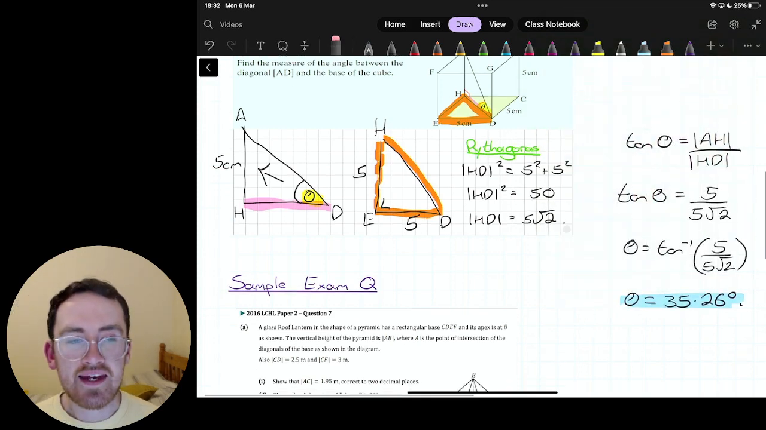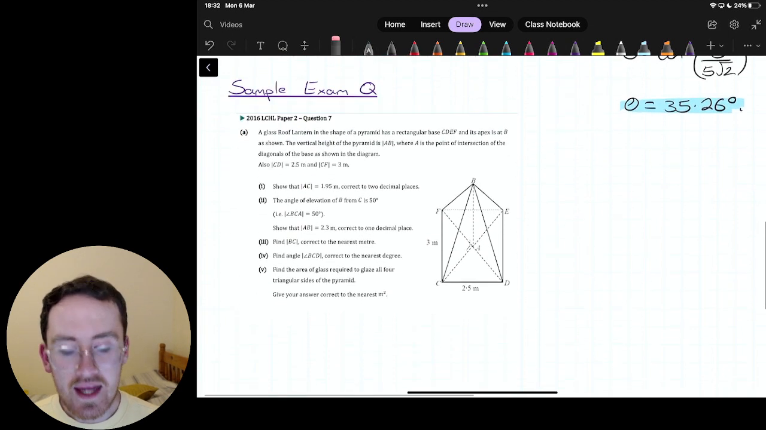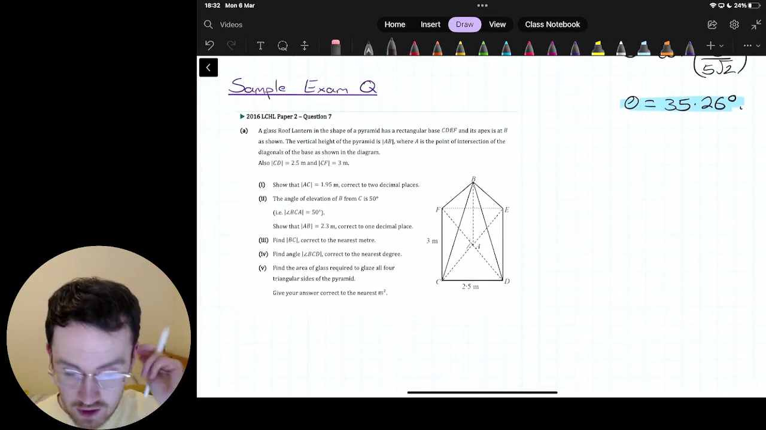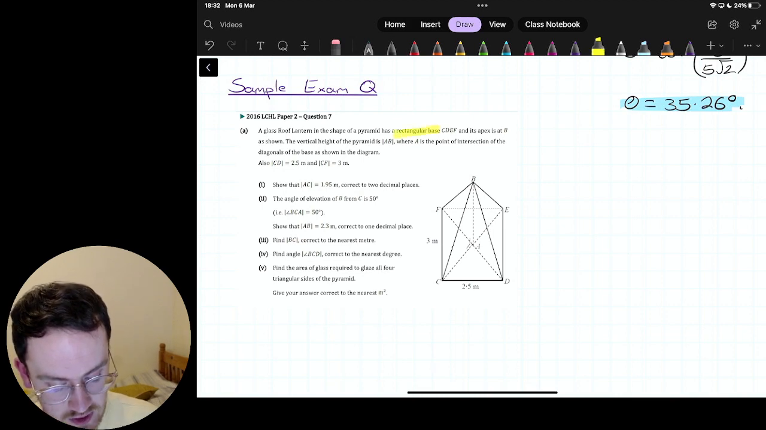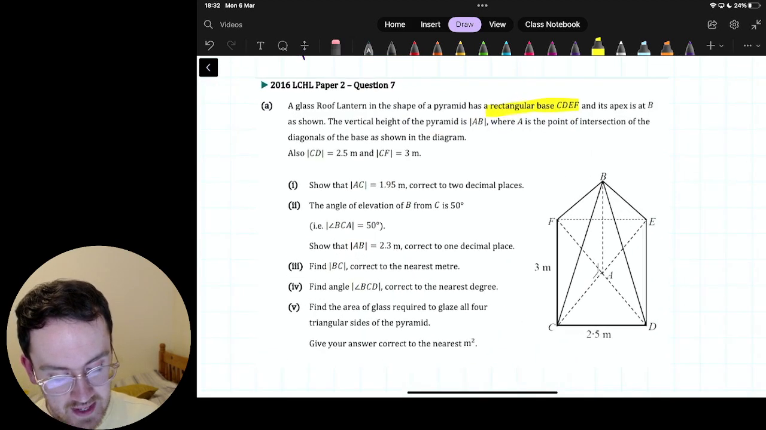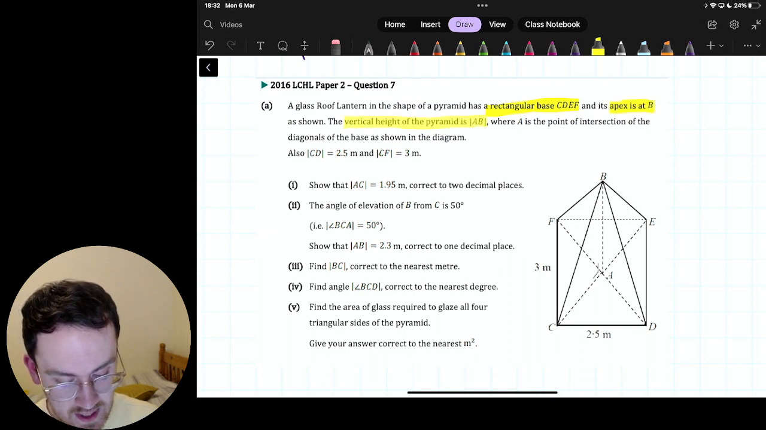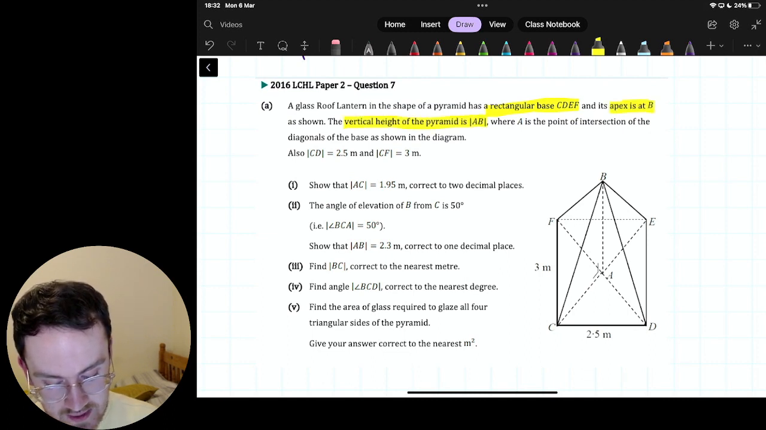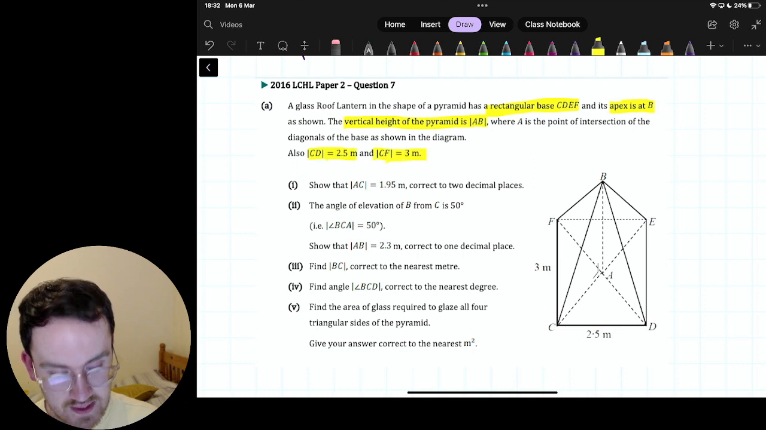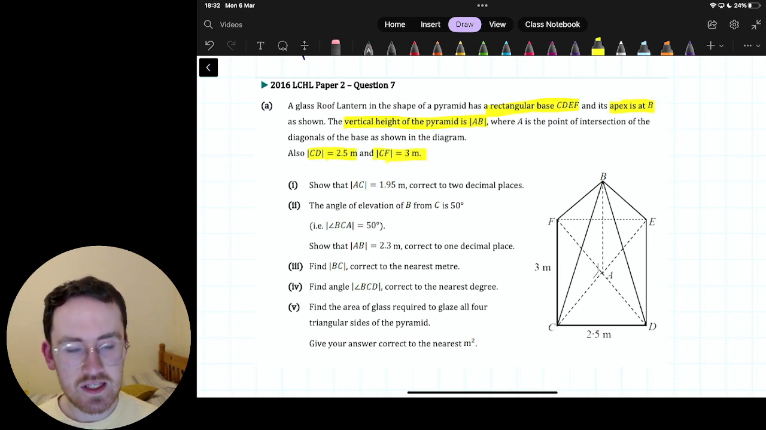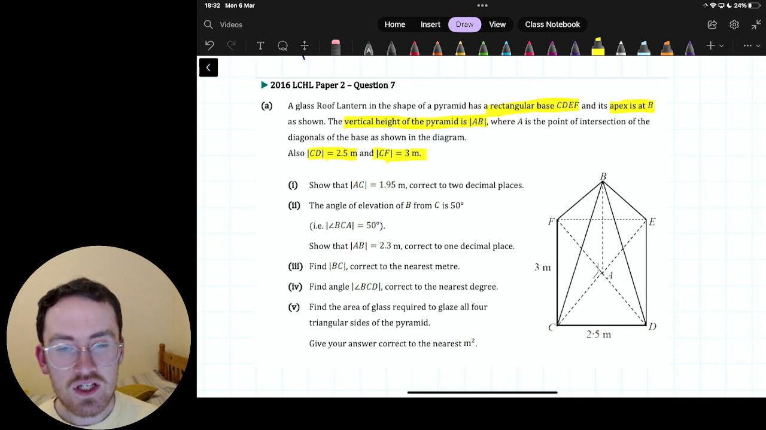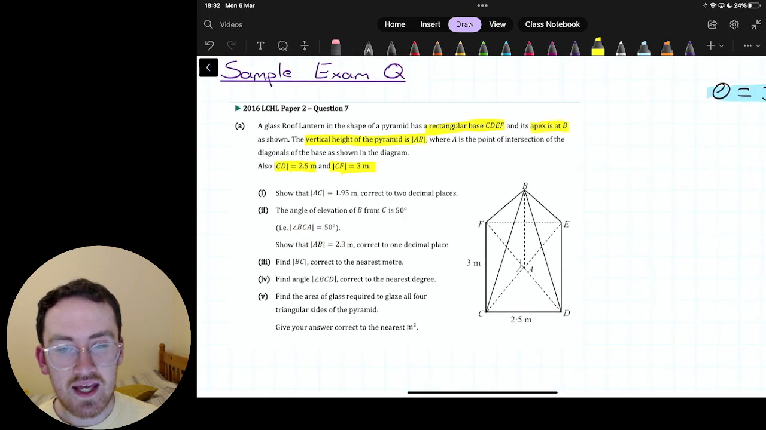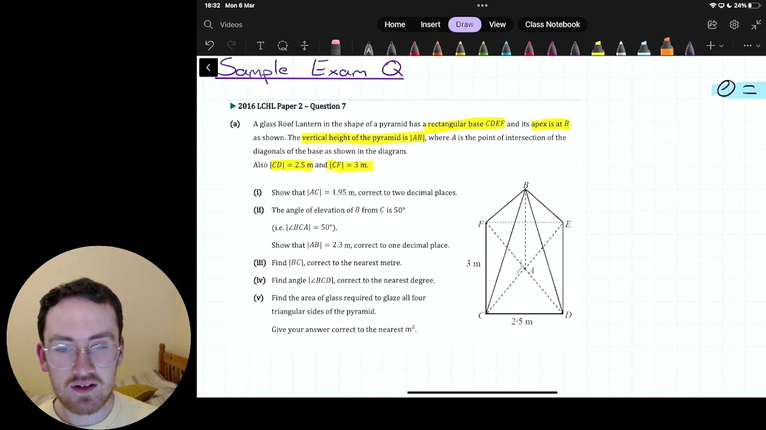If we look then at an exam question: a glass roof lantern in the shape of a pyramid has a rectangular base. Let's highlight the key points here. Rectangular base, its apex is at B, the vertical height is AB, and CD is 2.5, and CF is 3. We can see some of these points are already highlighted. We have our apex point at B. The first thing we're looking for is to show that AC is 1.95 meters.